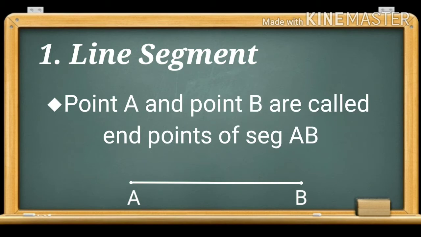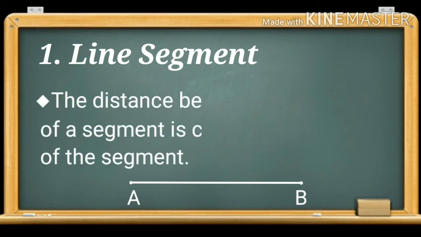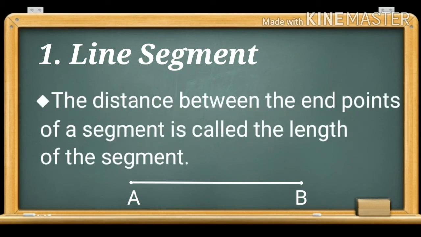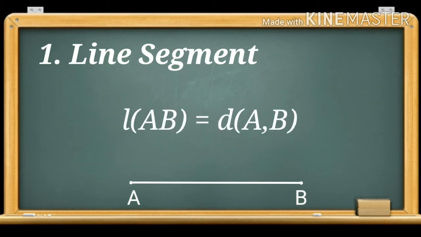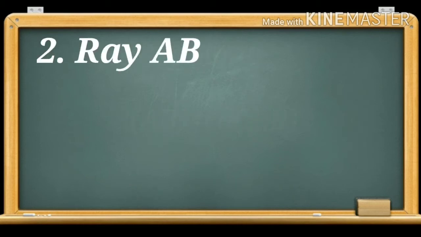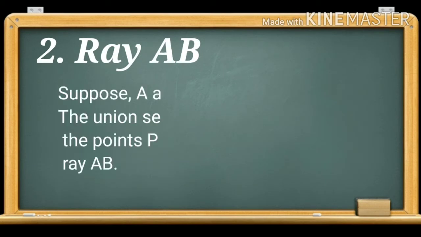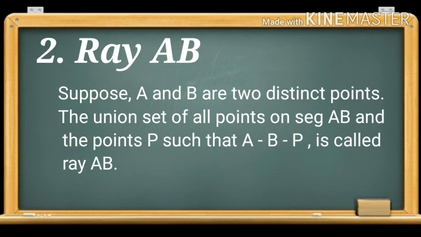Here point A and point B are called endpoints of segment AB, and the distance between the endpoints of segment is called the length of segment AB. That means length of segment AB is equal to distance AB. Next is ray AB. Suppose A and B are two distinct points. The union set of all points on segment AB and the points P such that A, B and P are collinear is called ray AB.